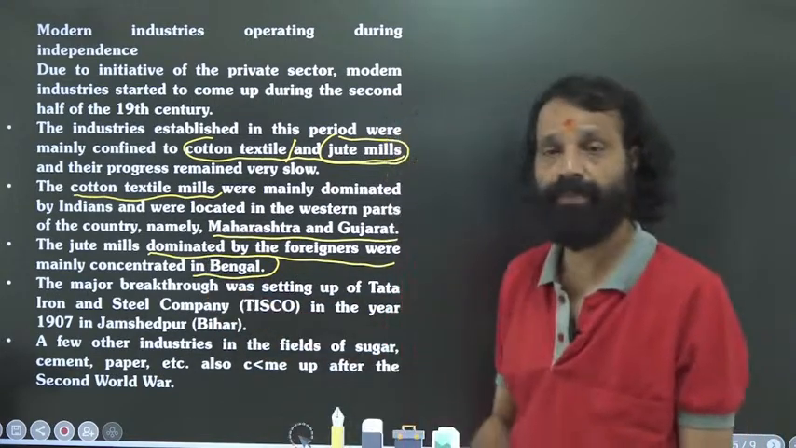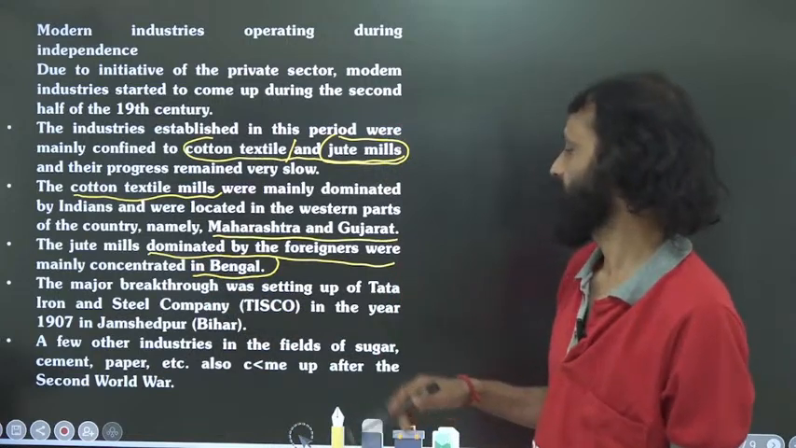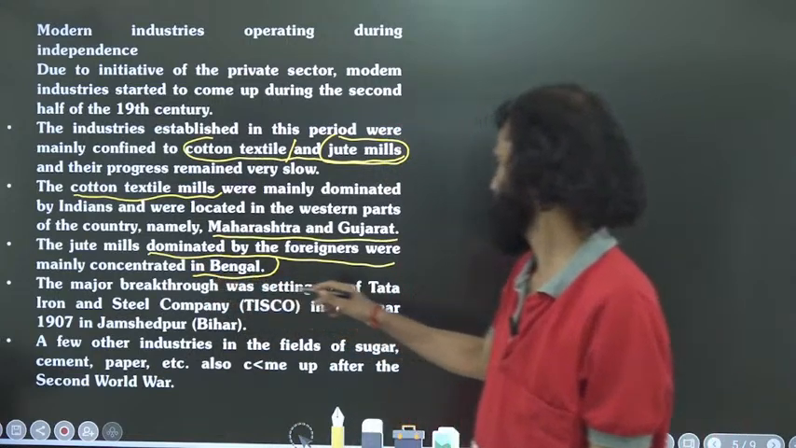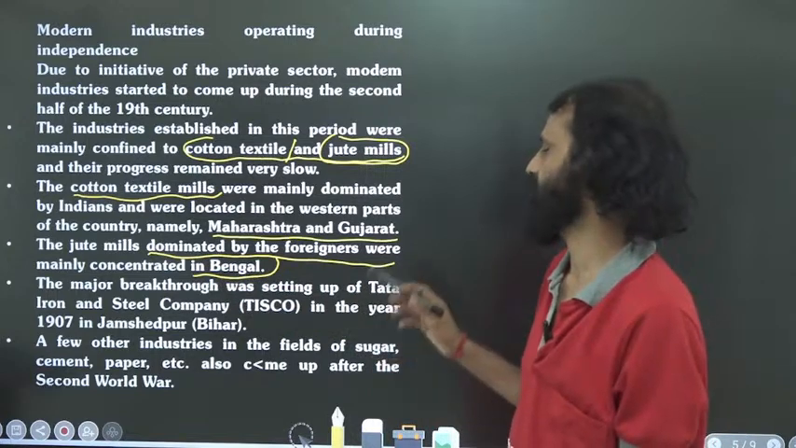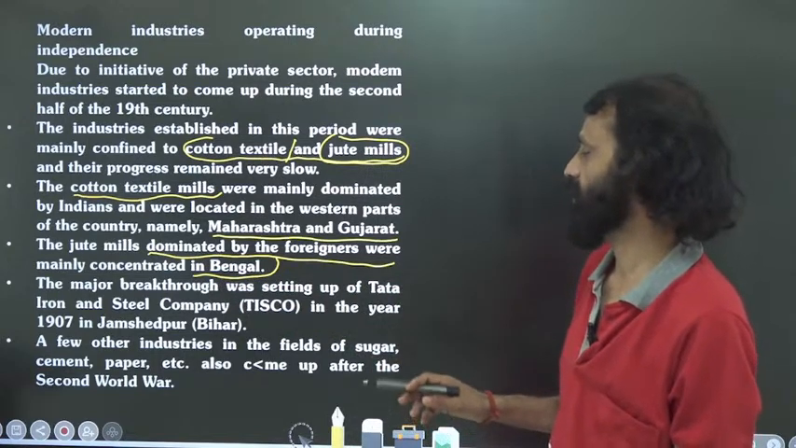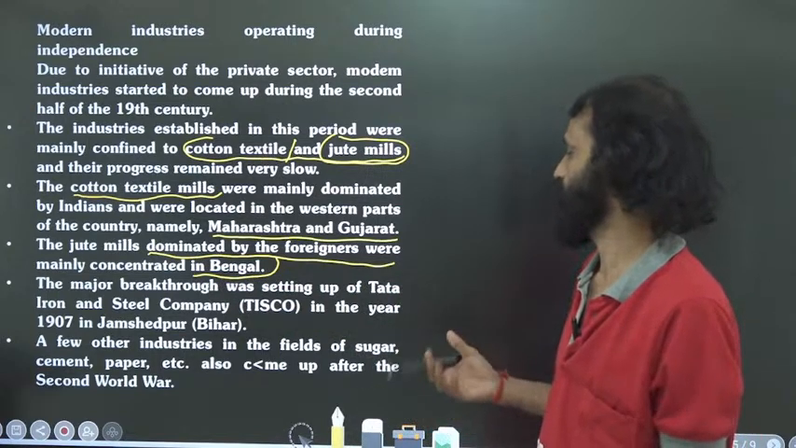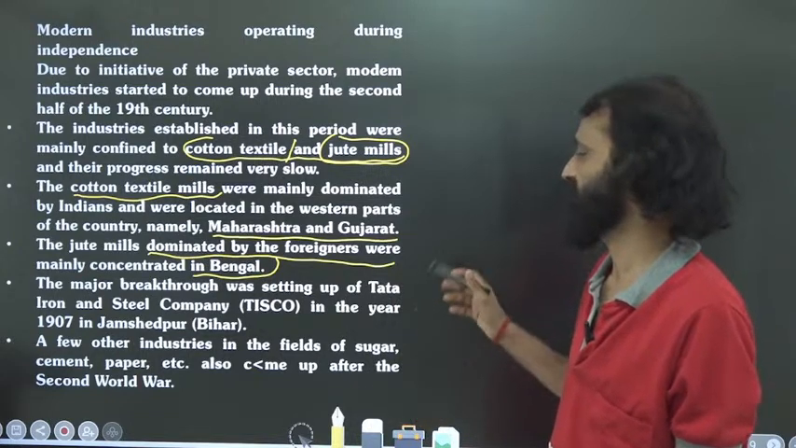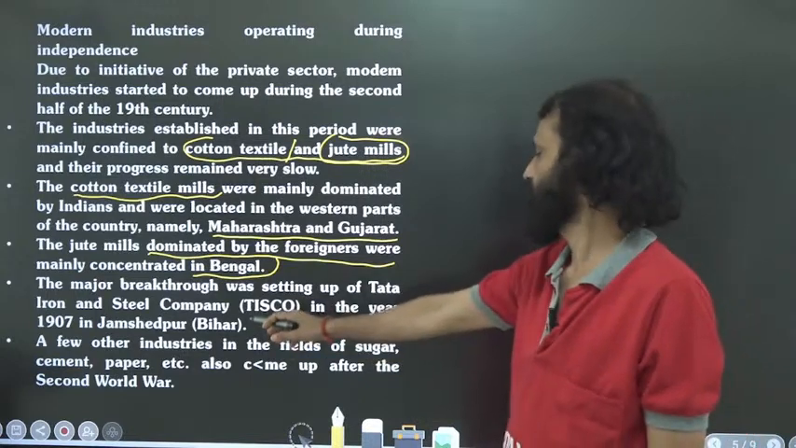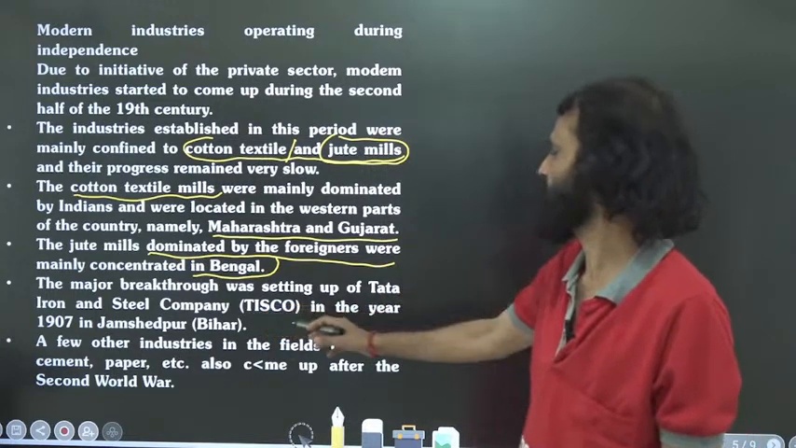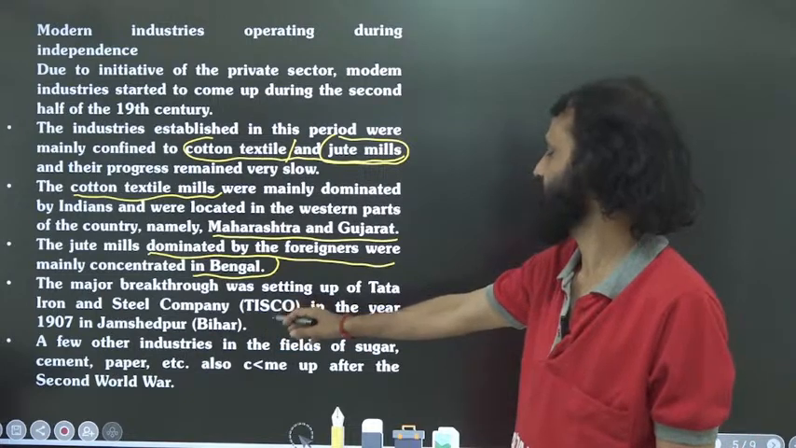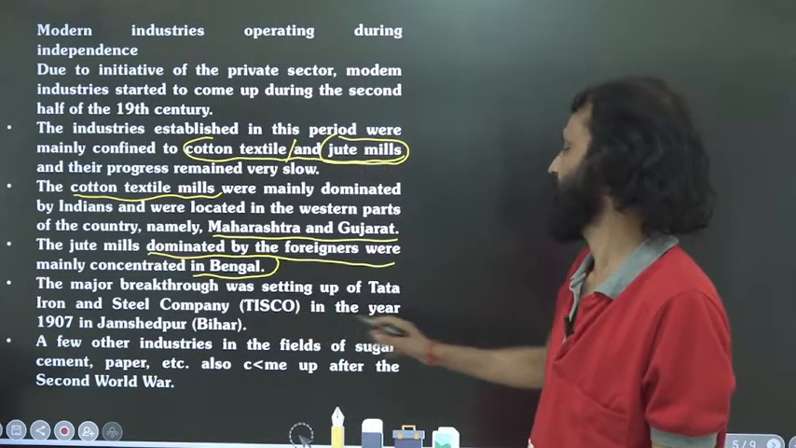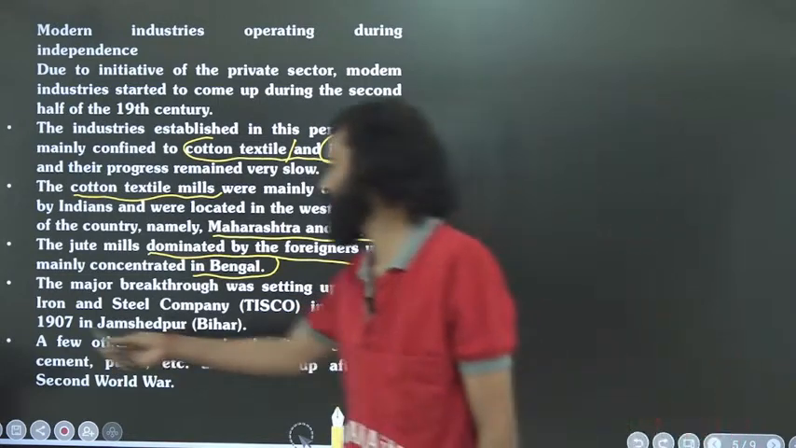What was the major breakthrough? The major breakthrough was the setting up of the Tata Iron and Steel Company. That is one of the most important transitions. It is also known in short form as TISCO, the Tata Iron and Steel Company, set up in the year 1907.